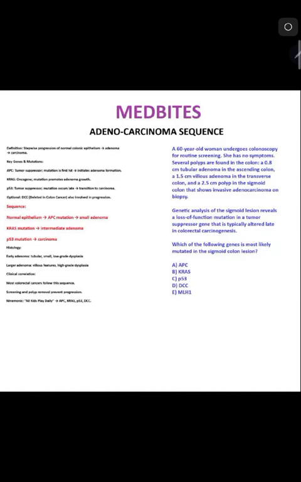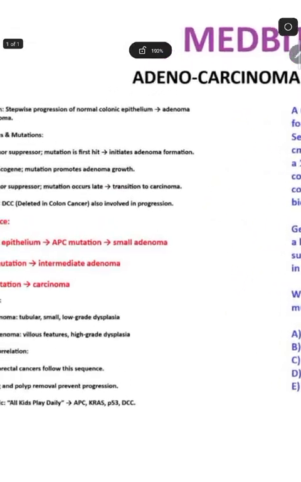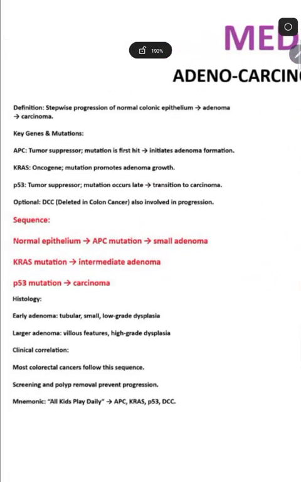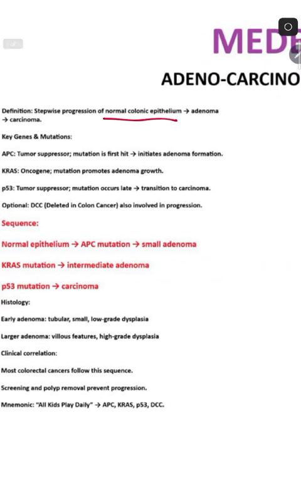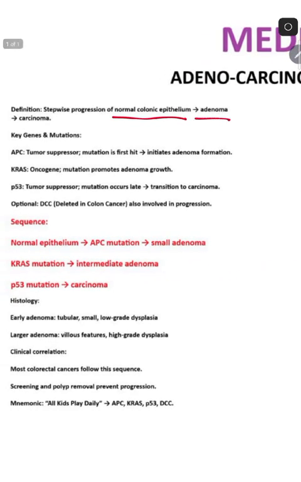This is a very high yield concept to know, and it's frequently tested, and it's also an important concept to know for practice. At the end, we're going to go over a question and try and answer it, and let's get to it. So the adenocarcinoma sequence is the step at which normal colonic epithelium turns into an adenoma and then a carcinoma. So essentially how colonic cancer is formed.